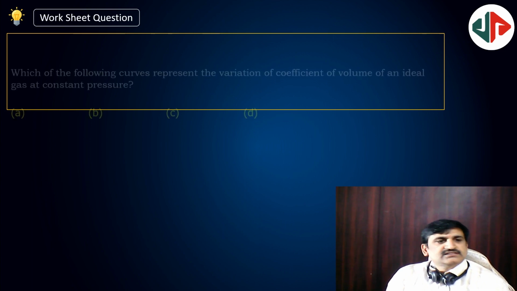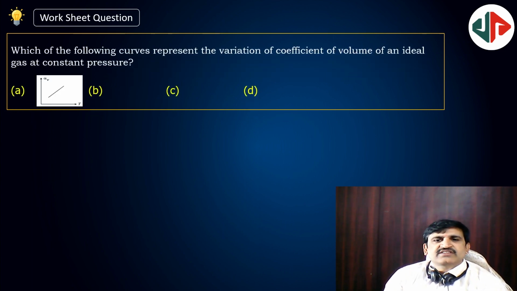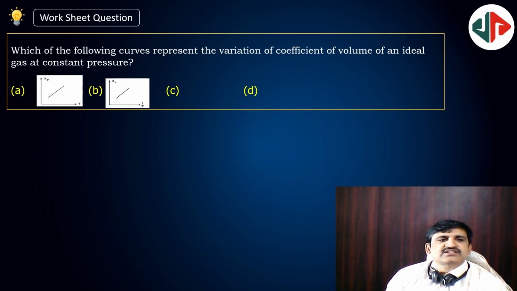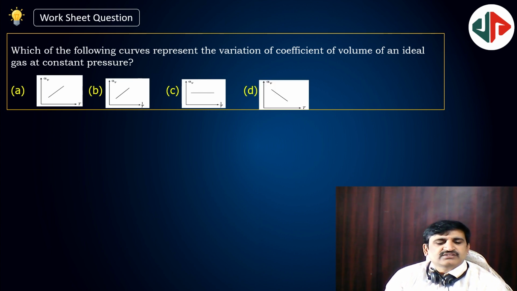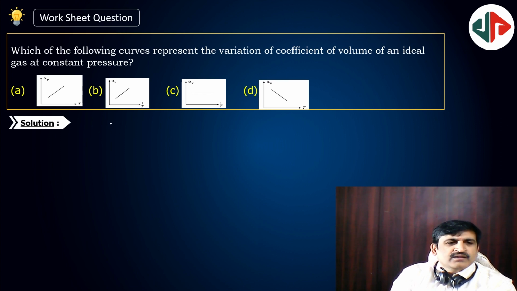Next. Which of the following curves represent the variation of coefficient of volume expansion of an ideal gas at constant pressure? At constant pressure, we need to find out the volume variation. We'll use these equations. PV is equal to nRT. P delta V, as pressure is constant, equals nR delta T. So delta V by delta T is equal to nR by P.